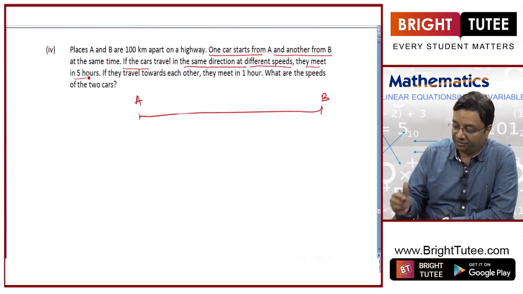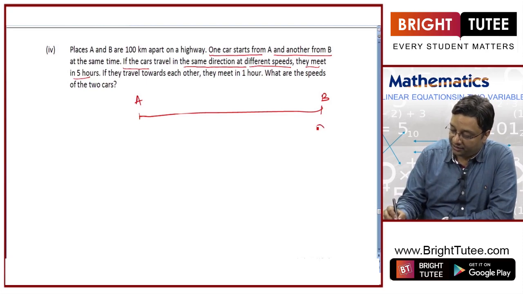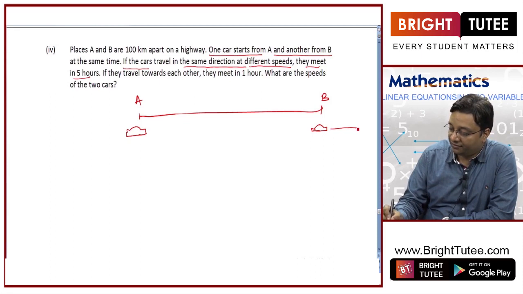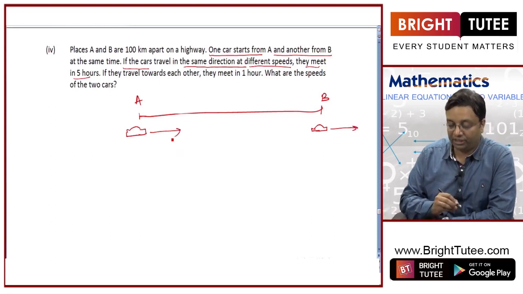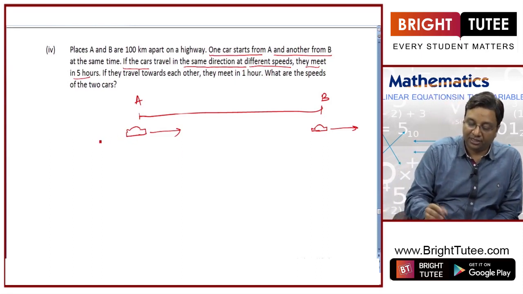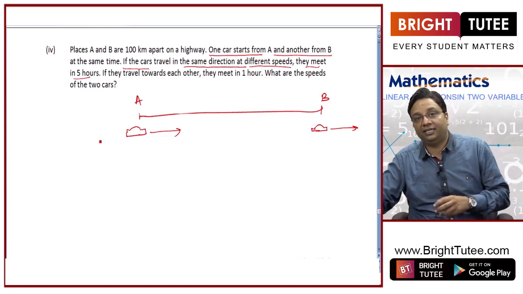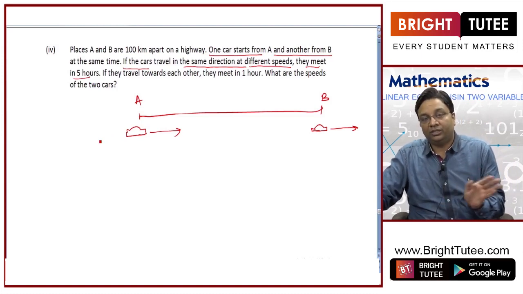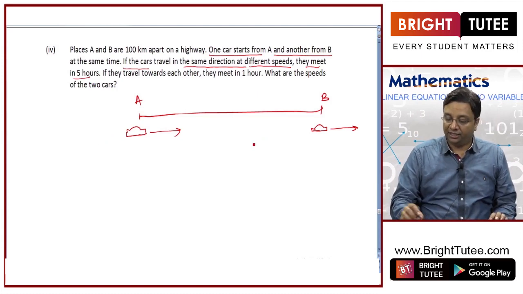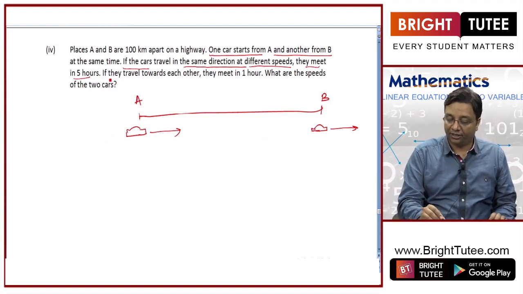Cars traveling in the same direction means, let us say there is this car here, and there is a car here. Traveling in the same direction means this car is traveling towards this direction and this is also traveling in this direction. They may be traveling in opposite direction, but even in that case they would be both traveling in the opposite direction. So now these are traveling in the same direction. They meet in 5 hours.